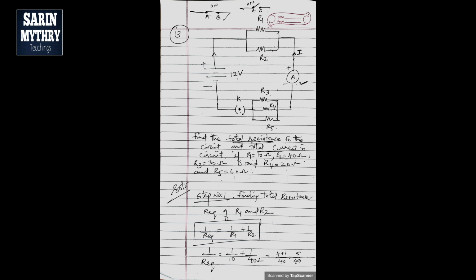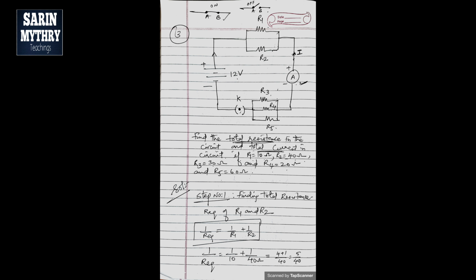This problem is regarding the equivalent resistance. In the electrical circuit diagram, you can see that there are 5 resistors. R1 and R2 are parallel to each other. R3, R4 and R5 are parallel to each other. Then there is a potential difference of 12 volts. And an ammeter is given, the current across which should be found out. And one key is given, which is a closed switch.